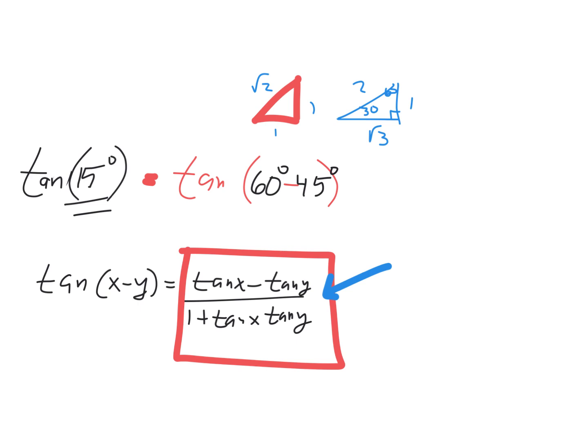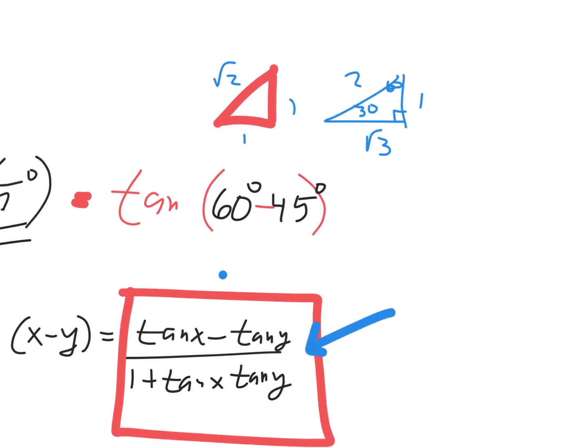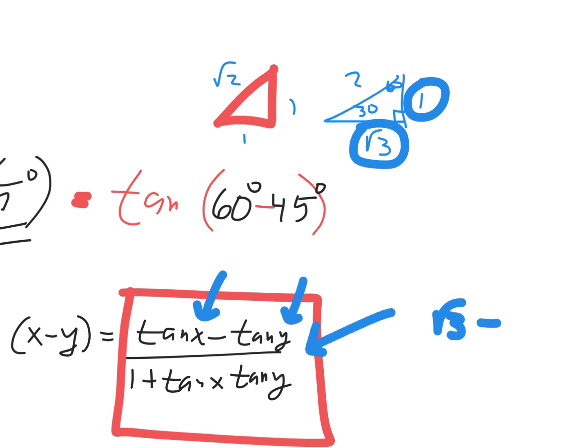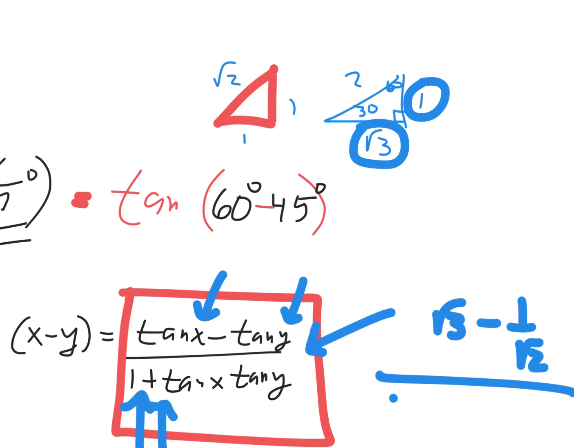Okay, so tangent of 60, and then tangent of 45. Well, tangent of 60 is TOA, opposite over adjacent, which is square root of 3, minus tangent of y, which is tangent of 45, which is opposite over adjacent, which is 1 over root 2. That's the top, over 1 plus, now I got the same exact two things. Tangent x, which is square root of 3, I already did it. Tangent of y, which is 1 over root 2.